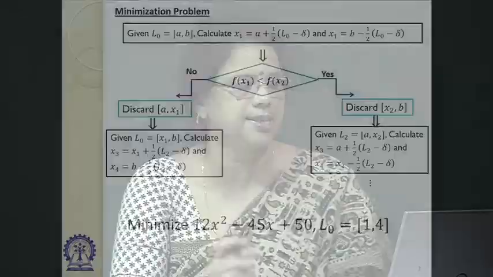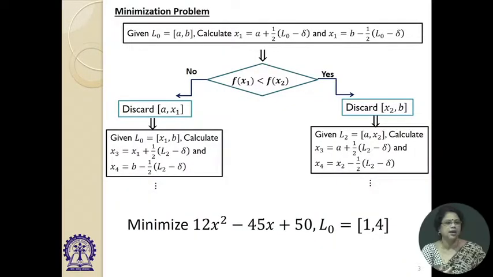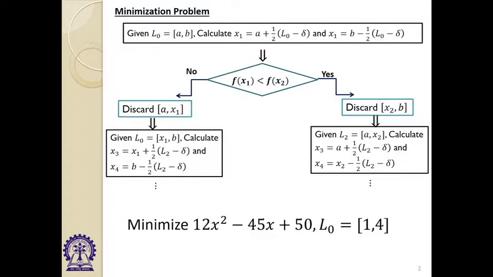Let us consider one example. Here we are considering one minimization problem. Minimize 12x square minus 45x plus 50, and we are considering the initial interval of uncertainty as 1 to 4. That means the interval size is 3. Let us start the process. Okay. Now, this is 1 and this is 4. We are considering x1 as, then the middle value would be, what would be the middle value?